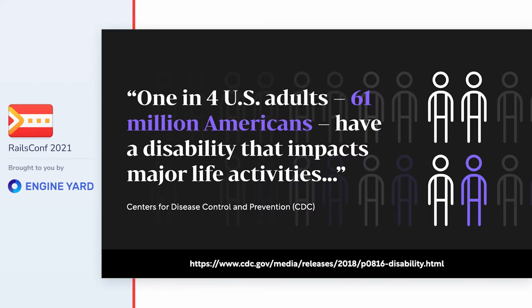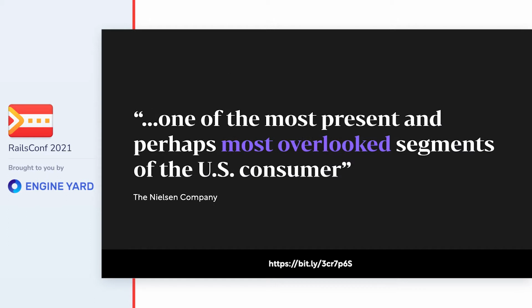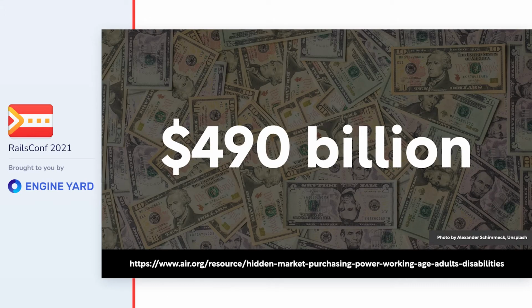Accessibility also matters because it can be good for your business. The CDC estimates 61 million Americans, that's 1 in 4 US adults, have a disability that impacts their major life activities. The Nielsen Company calls this group one of the most present and perhaps most overlooked segments of the US consumer, and it's a segment with over $490 billion in disposable income. You can see how important it is to cater to this community, and it can actually become a unique marketing opportunity.